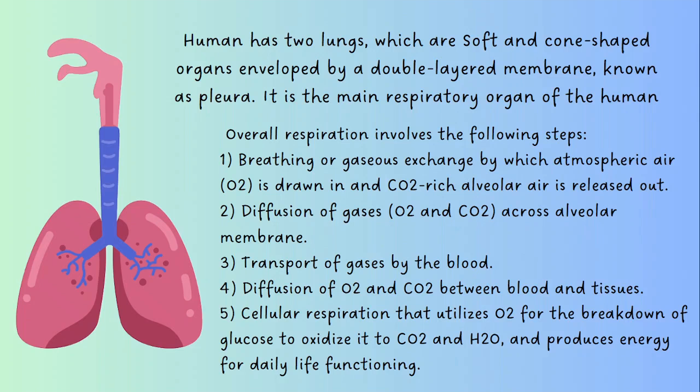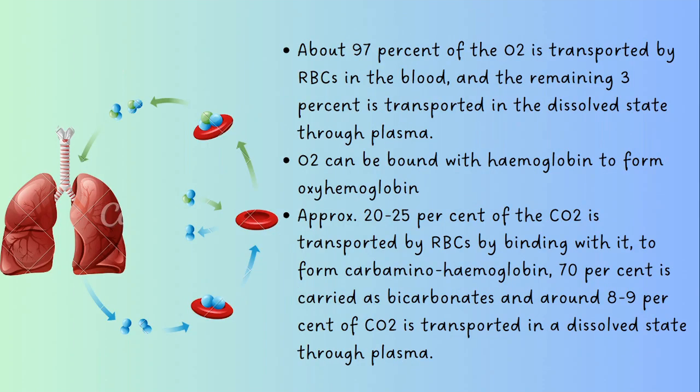Then what happens? The transport of gases by the blood occurs. Then diffusion of oxygen and carbon dioxide between the blood and tissue happens. Then cellular respiration utilizes oxygen for the breakdown of glucose, and then it oxidizes to carbon dioxide and water, and then at the end it produces energy. Okay, and this energy is used for various activities, right?